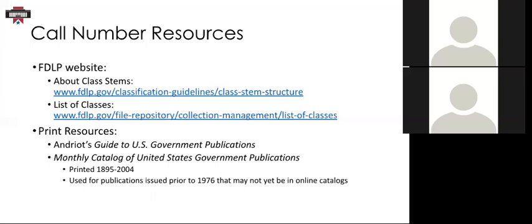Long before the internet, the government published its catalogs in print. This was done monthly, so libraries and researchers would know what new government information had recently become available. Some libraries may still have copies of these monthly catalogs, but it did cease printing in 2004. These catalogs are useful if you don't have a title, but you have a general date range when you think the document was published or distributed.